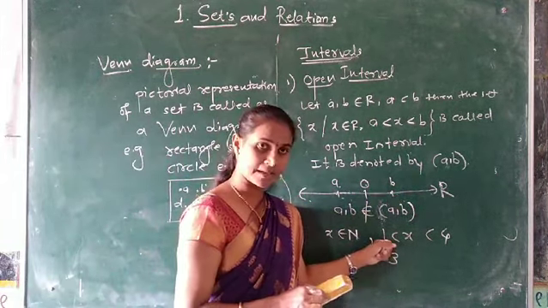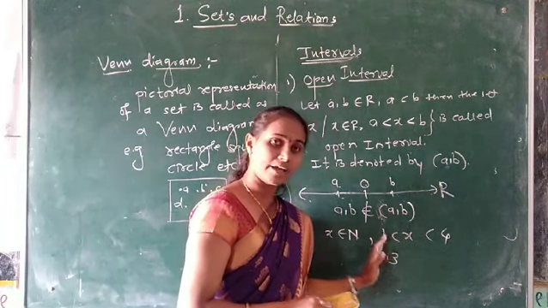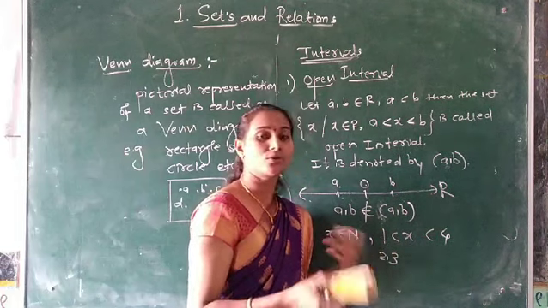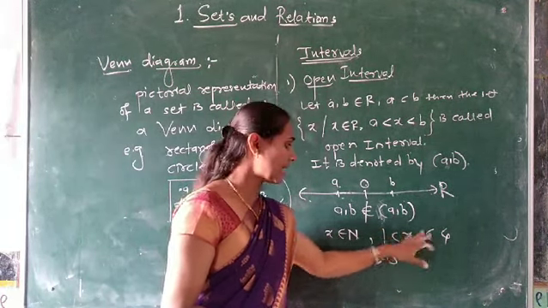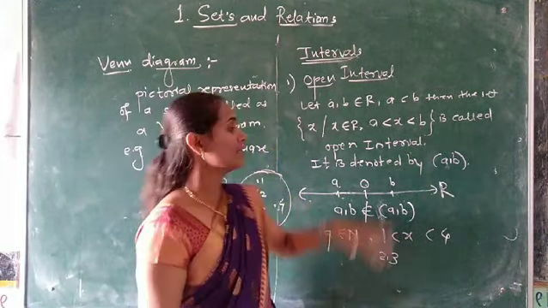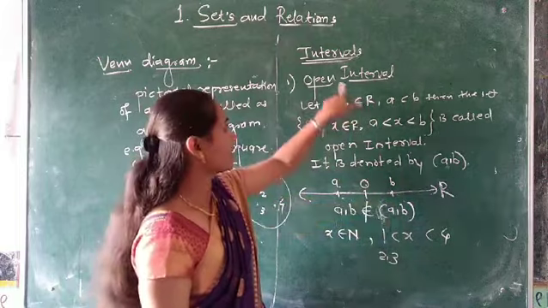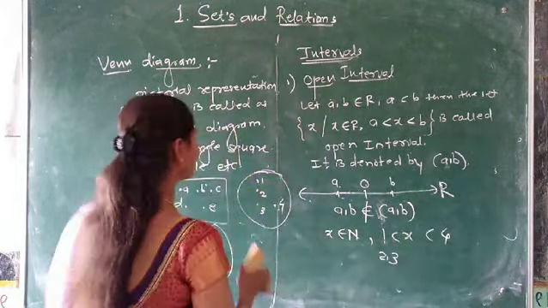Here we take one example. X must be natural, greater than 1 but less than 4. So which natural numbers are there? 2 and 3. But 1 and 4 themselves will not be in the set. This type of interval is called an open interval. Got it? Now the second interval is there.